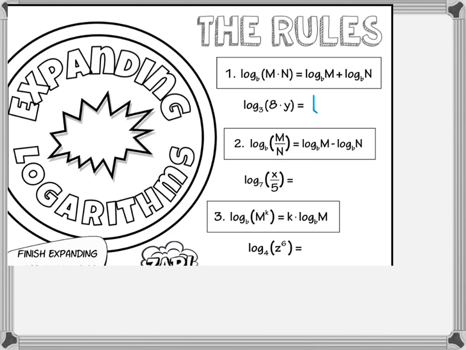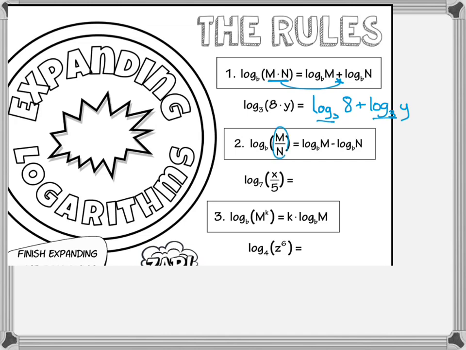So let's look at this with real numbers. Log base 3 of 8 times y is the same as log base 3 of 8 plus log base 3 of y. So if you're multiplying, you'll end up adding the two logarithms, and that logarithm is going to be written twice.